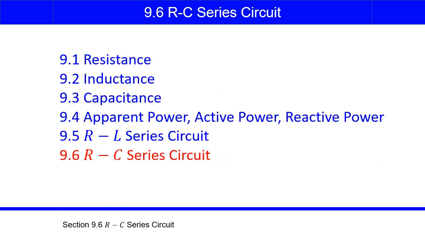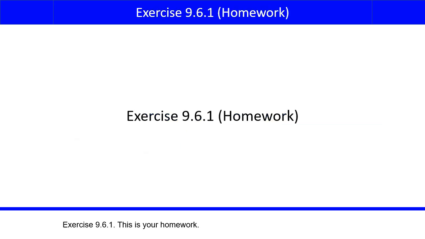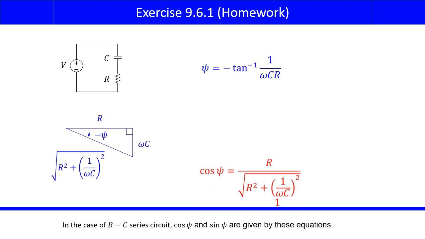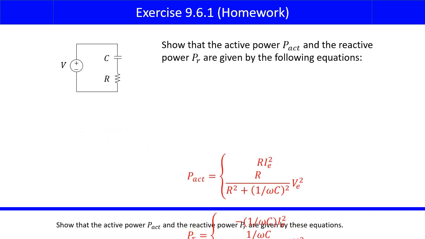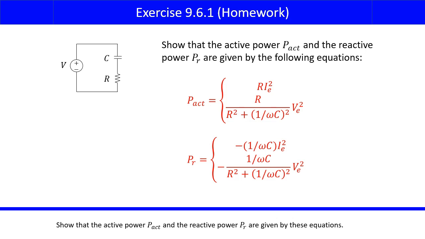Section 9.6, RC series circuit. Exercise 9.6.1. This is your homework. In the case of RC series circuit, cosine psi and sine psi are given by these equations. Show that the active power P act and the reactive power PR are given by these equations.